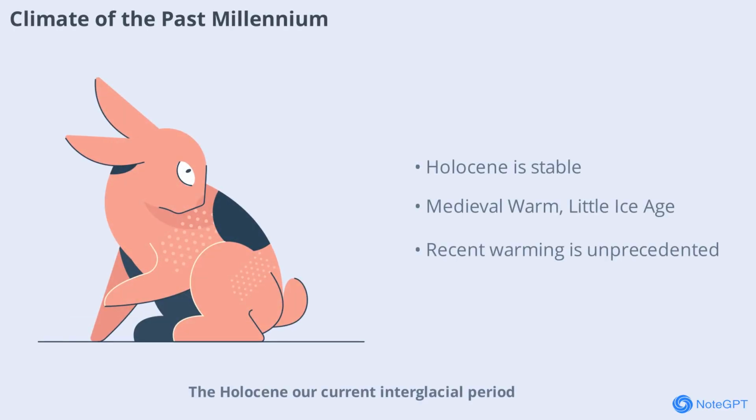The Holocene, our current interglacial period, has been relatively stable compared to the ice ages. Over the last 1,000 years, proxy records reveal modest variability, with periods like the Medieval Warm Period and Little Ice Age. However, recent warming since the industrial era is much larger and faster than any changes in the past millennium, as shown by the famous hockey stick graph.